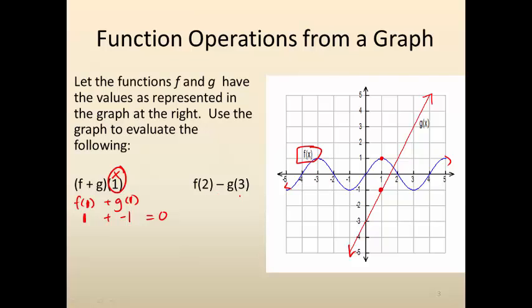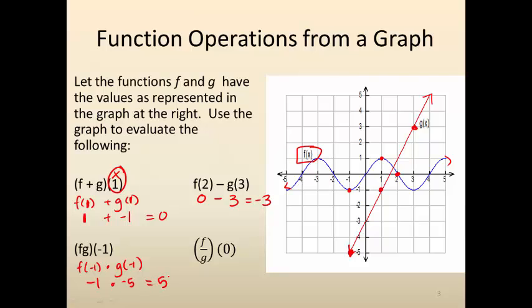f of 2 minus g of 3. So I have to first find f of 2, which is 0, minus g of 3, which is 3. So this outcome is -3. All right, here I want f of -1 times g of -1. So I will simply find f of -1, so that's the y value right there, and then g of -1, which looks like it's right here at -5. So I have -1 times -5 is positive 5.